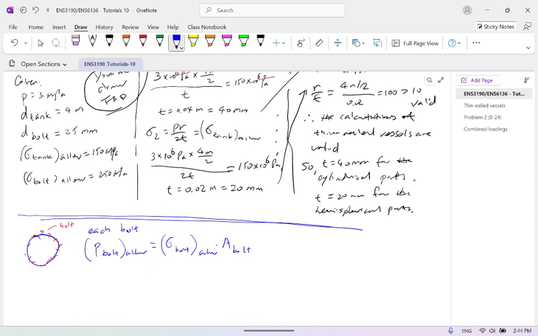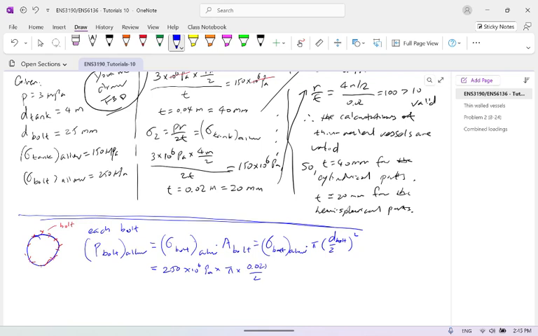Clear? So of course, based on this one, we can work out the sigma allowable. Two parts, as well, right here: sigma bolt allowable times pi half d bolt squared. Clear? We can put the values in. So 250 megapascal times pi times half d. I already told you it's 25 millimeters.